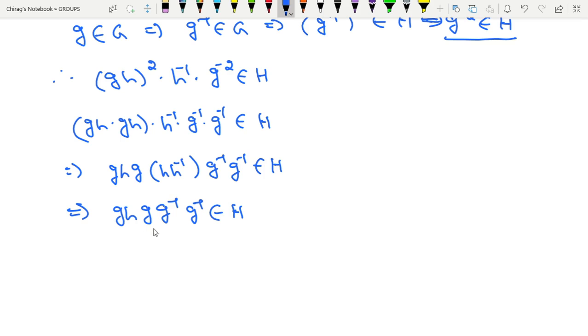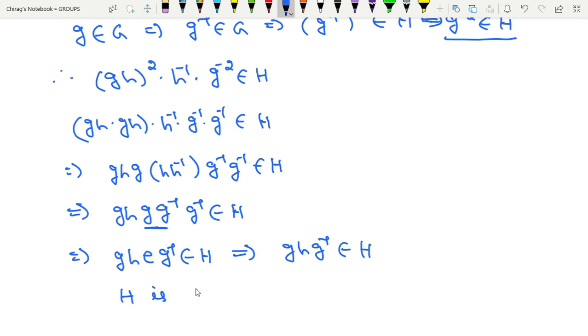Now when we combine these two, this gives what? g h e g⁻¹ belongs to H. But e into g⁻¹ is nothing but g⁻¹ only. So this implies g h g⁻¹ belongs to capital H. So therefore H is normal in G. Okay.